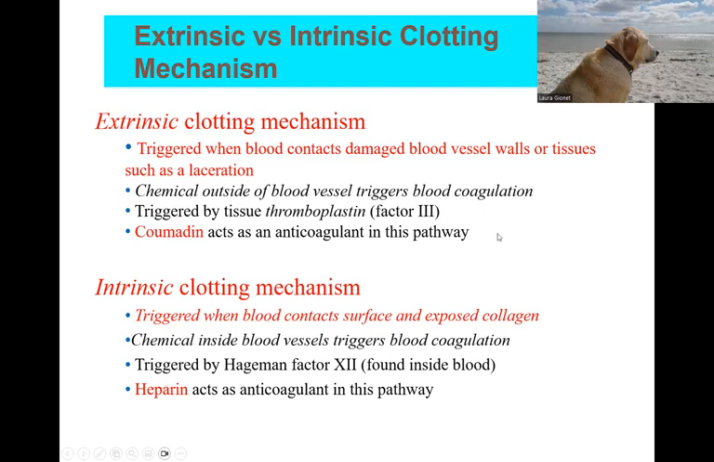Chemicals outside the blood vessel trigger the blood coagulation, and Coumadin is the anticoagulant in this pathway. Okay, the intrinsic clotting mechanism is really a different type of stimulus for clotting. It can be triggered when blood contacts a surface or exposed collagen, unusual surfaces.